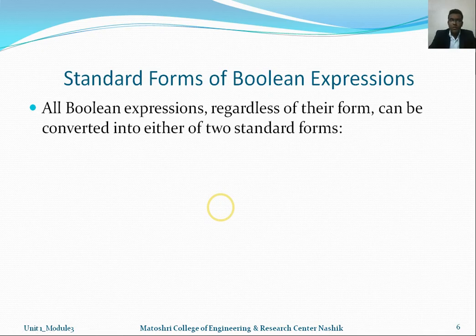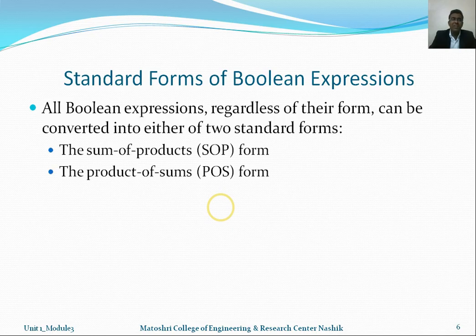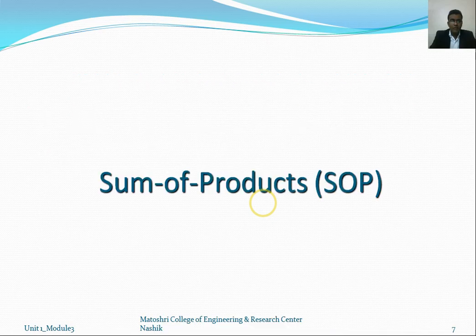Now the standard form of the Boolean algebra expressions, regardless of their forms, can be converted into either of two standard forms. We call them the sum of product form and the product of sum form. In short, we call the first the SOP form, and the second, product of sum, is nothing but the POS form. So SOP and POS, these are the two standard forms of Boolean expressions. And in the proceeding slides, we are going to see what the sum of product and POS are.